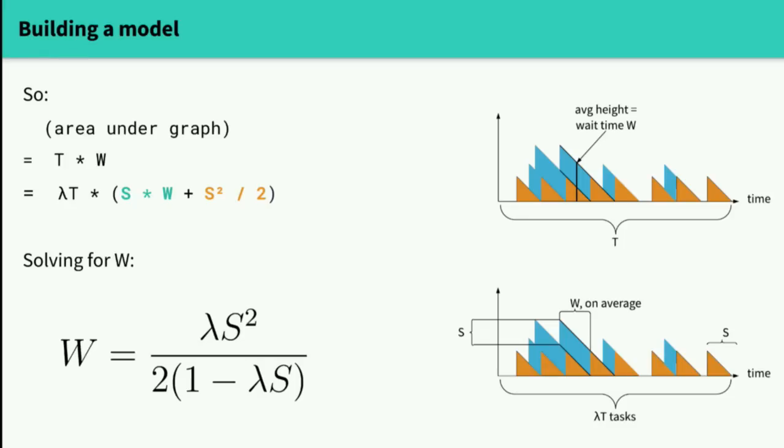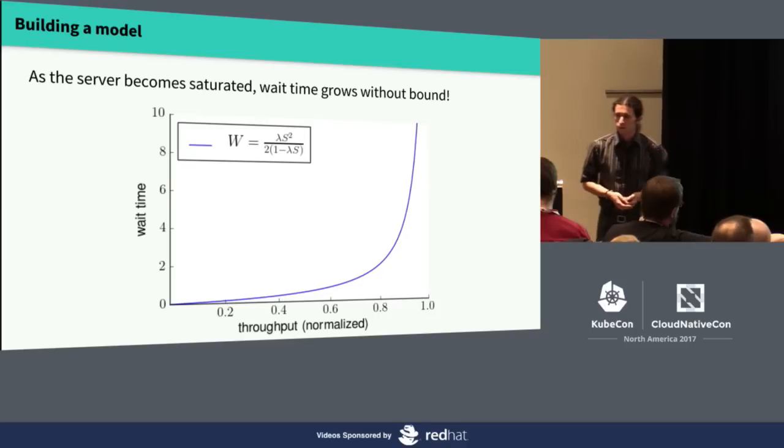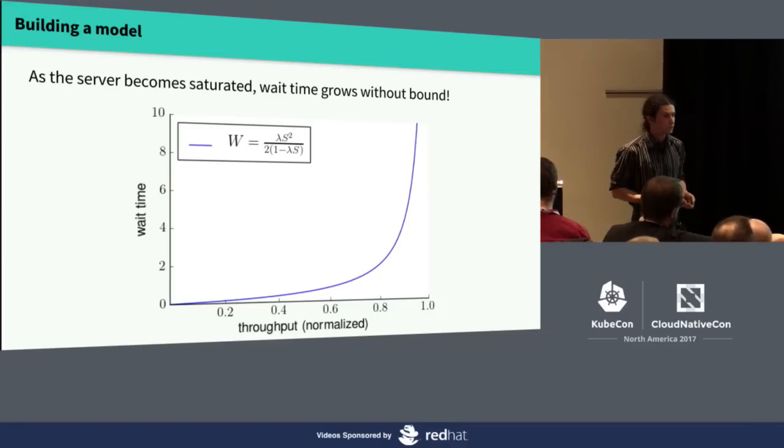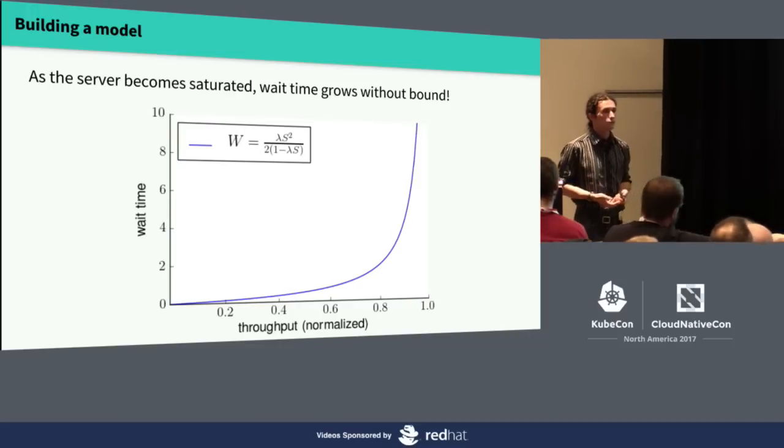Let's bust out our graphing calculators and draw a picture of what this looks like. This is what it looks like. As the server becomes saturated, as the throughput lambda grows, the wait time also grows without bound. This looks a lot like the picture that we saw in our experiment, and so this is encouraging.